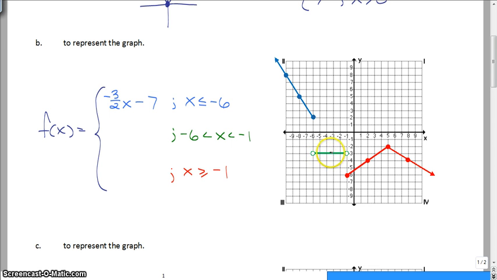There is another way we can do it, and you'll see that in the next example. Here is our green line. It's a horizontal line at -3, so it's just -3. From -6 to -1, and you're done.